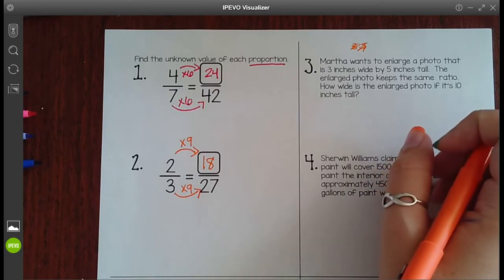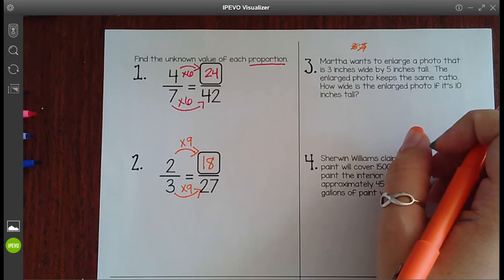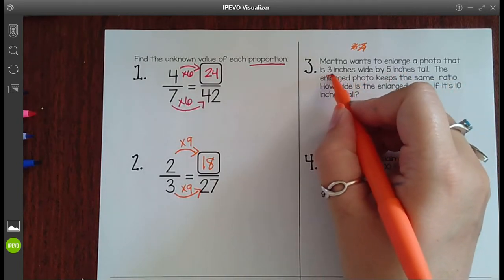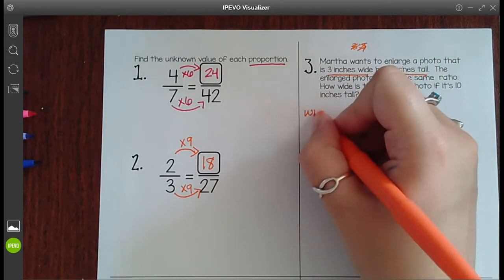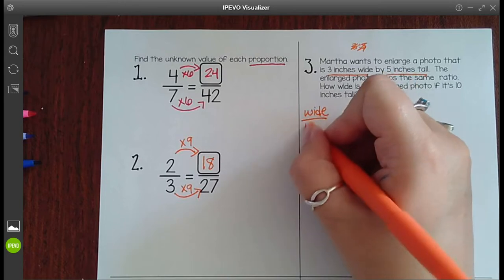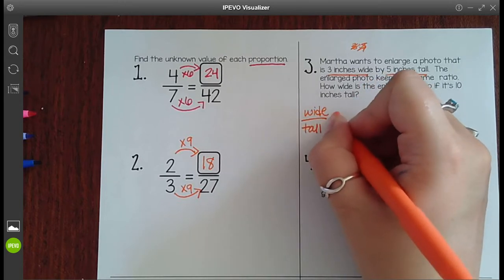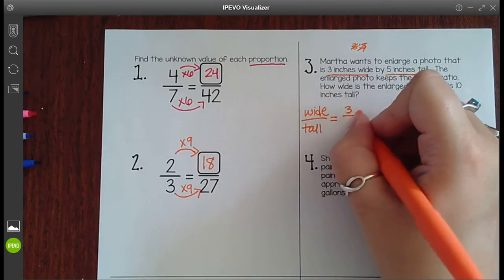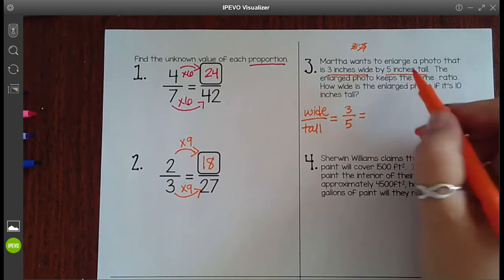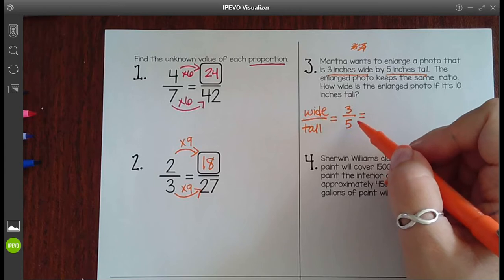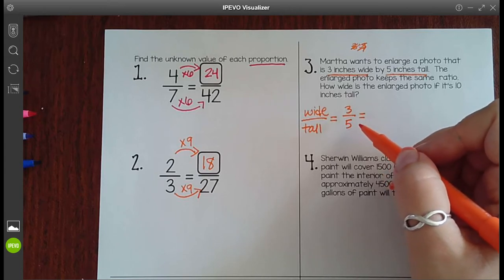But how I make sure that I put my numbers in the correct spot, I always want to write my words in front. So I'm talking about 3 inches wide and 5 inches tall. So the things I'm talking about is wide to tall. So 3 is talking about how wide it is. 5 is talking about how tall it is. Those are within the same sentence, so those go together. That makes one ratio or one fraction.